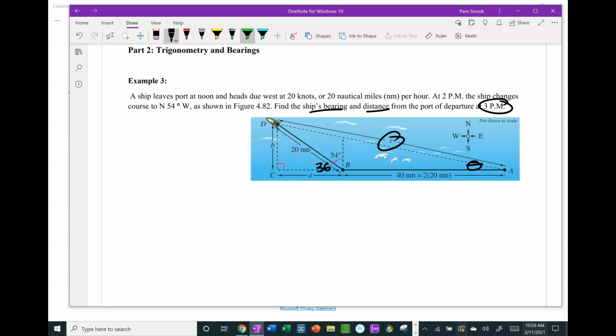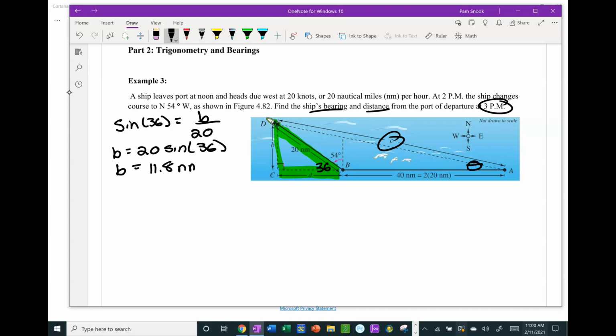So inside this little triangle that I'm highlighting, we have a 36-degree angle. And we know the hypotenuse is 20 nautical miles. So if I'm going to use, let's do b, sine of 36 equals b over 20 nautical miles. So then all I have to do is multiply to get b. So b is going to be 20 nautical miles times the sine of 36. B equals, I got 11.8 nautical miles.